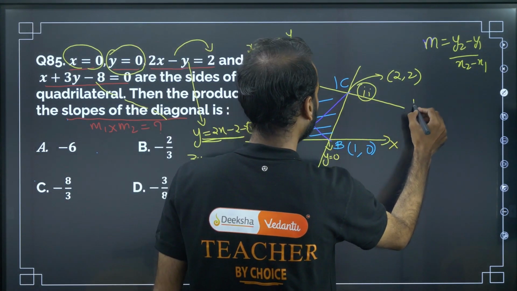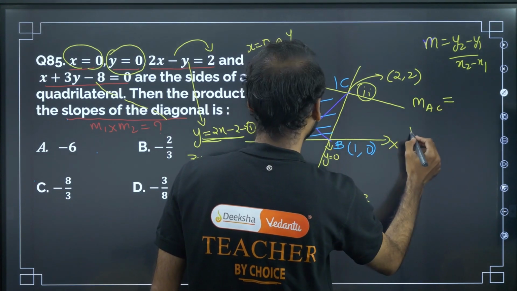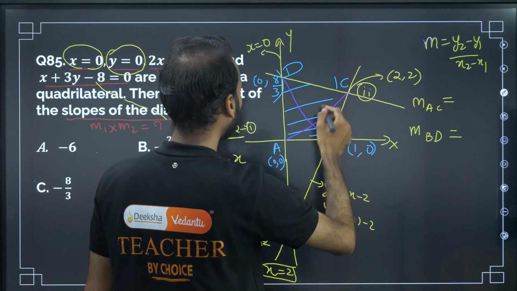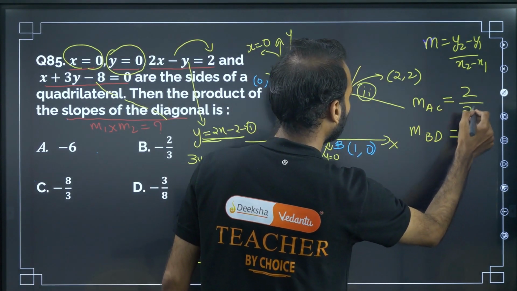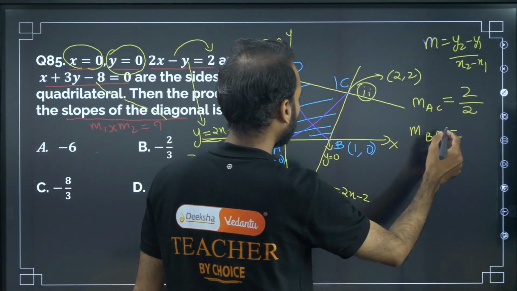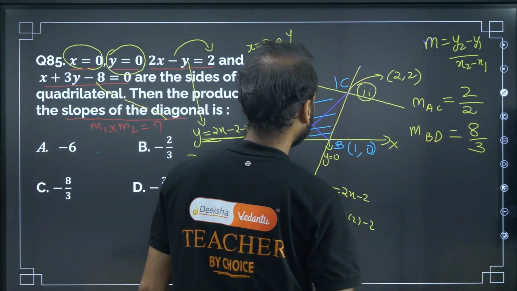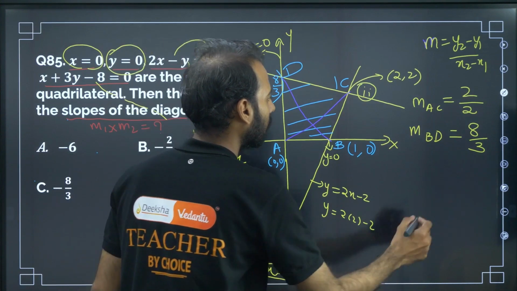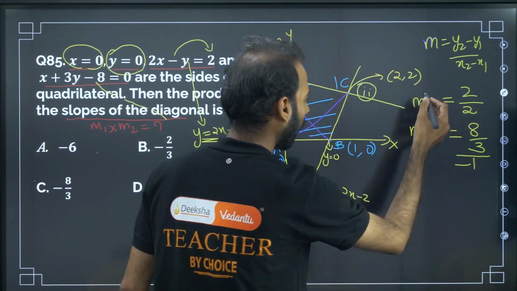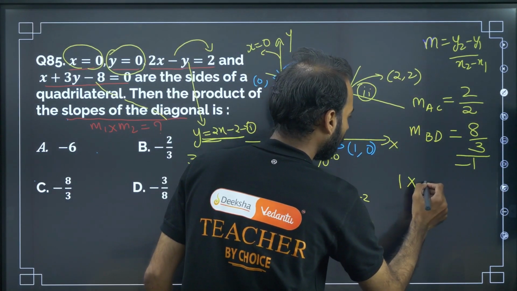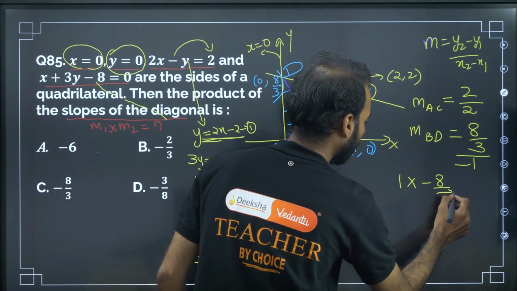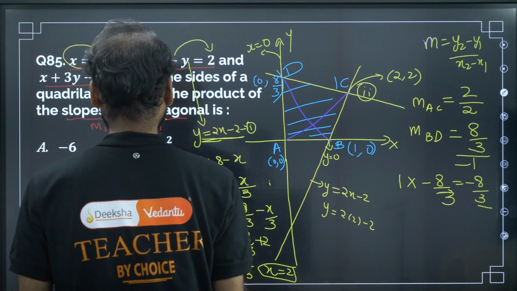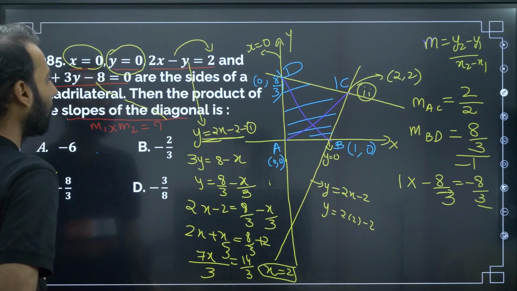So m AC times m BD: for AC, 2 minus 0 by 2 minus 0, which is 1. For m BD, B is 1, 0 and D is 0, 8 by 3, so y2 minus y1 by x2 minus x1 gives minus 8 by 3. Now the product of the diagonal slopes, 1 into minus 8 by 3, is minus 8 by 3. So is there any option with minus 8 by 3? C is the answer. Moving on to the next question.